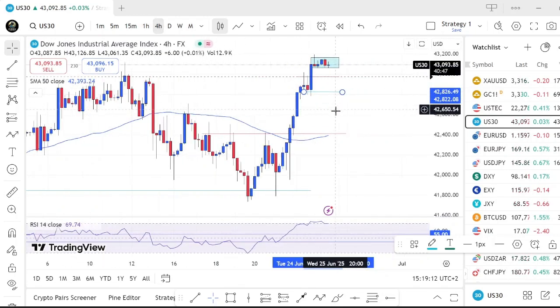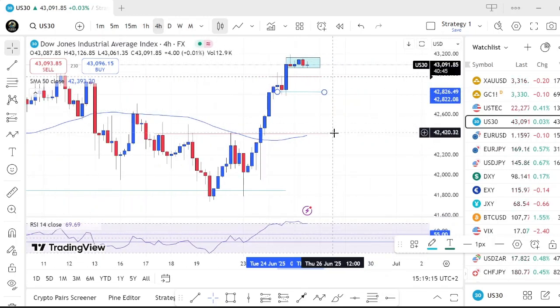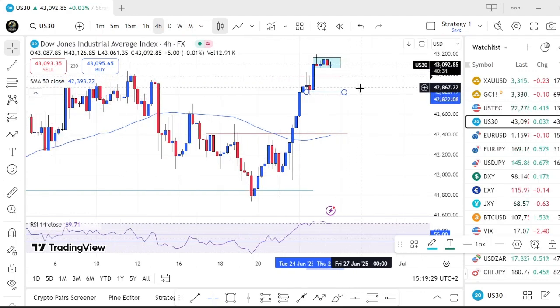On the 4 hour time frame, we could also potentially see a retracement towards the 42,400, but this is a very, very deep retracement point and could potentially collect a lot of liquidity, but it also could shift the market towards bearish momentum again.